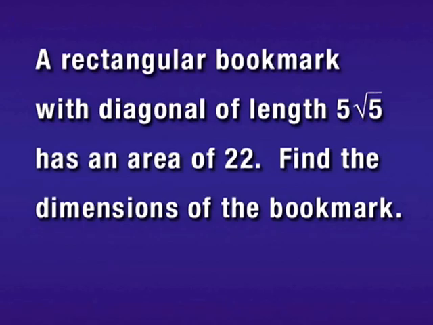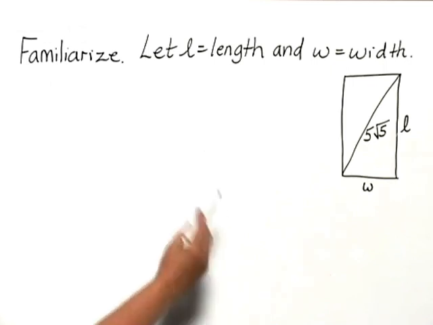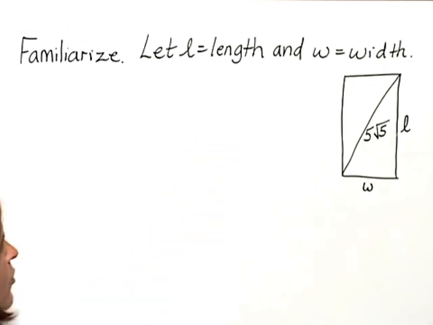A rectangular bookmark with diagonal of length 5 square root of 5 has an area of 22. Find the dimensions of the bookmark. To familiarize ourselves with the problem, we'll first define some variables, and we'll let L equal the length of the bookmark and W equal the width.